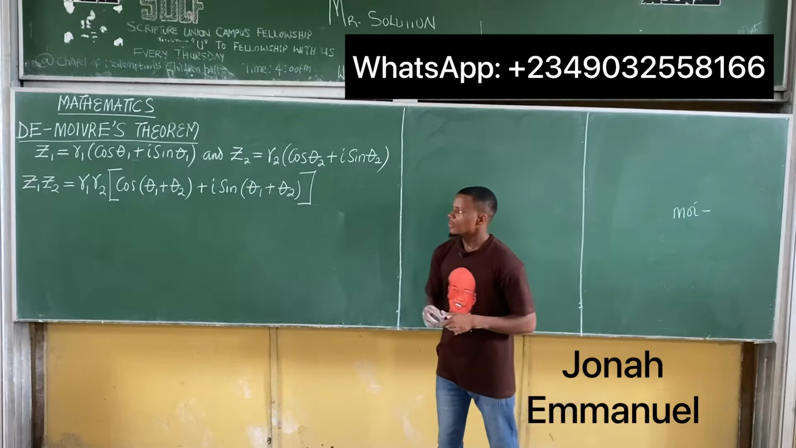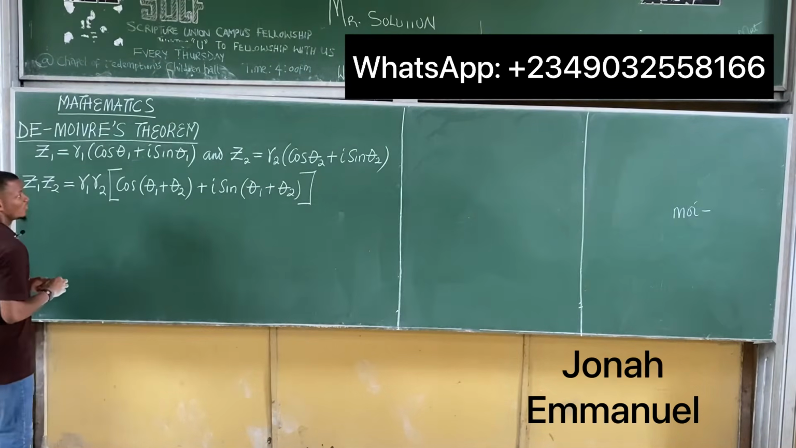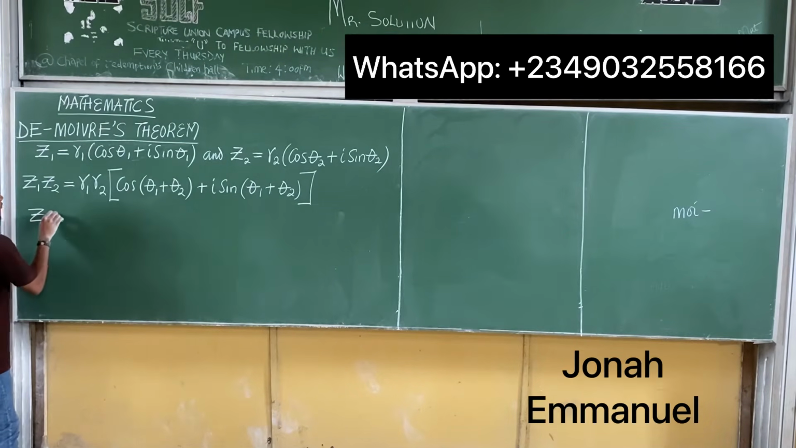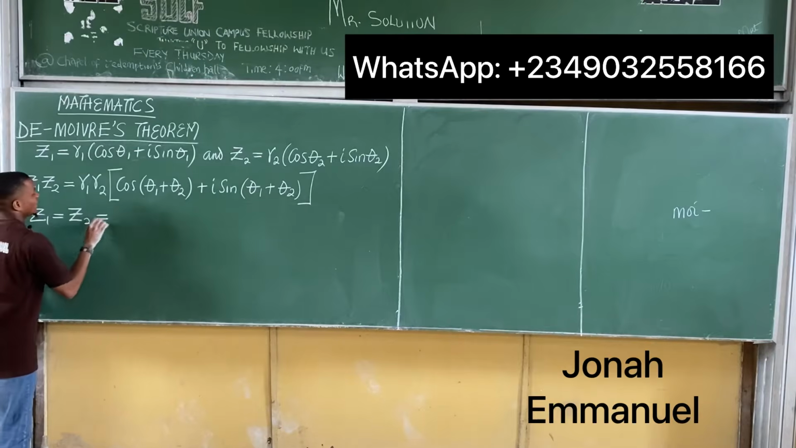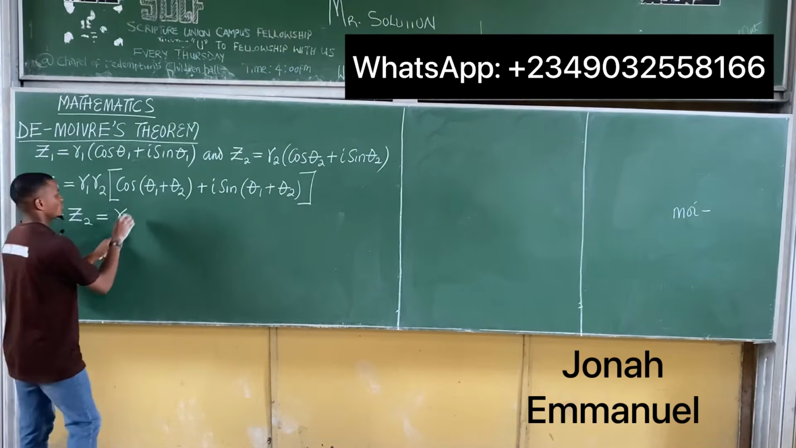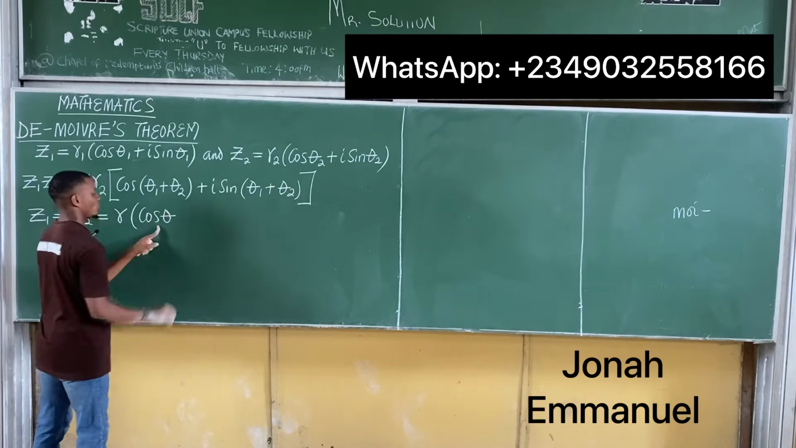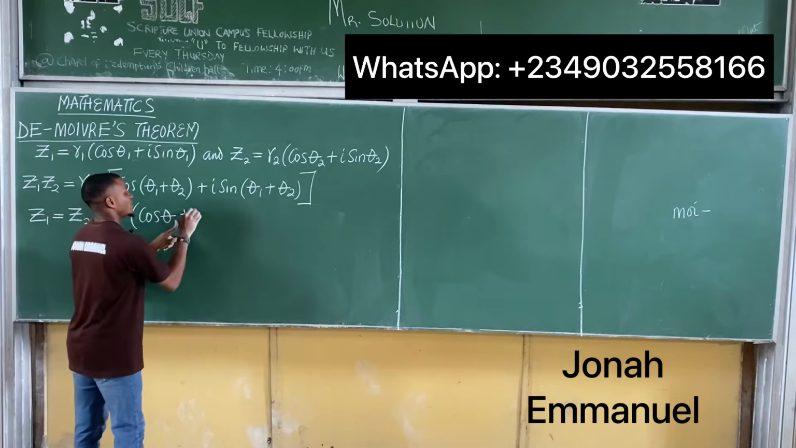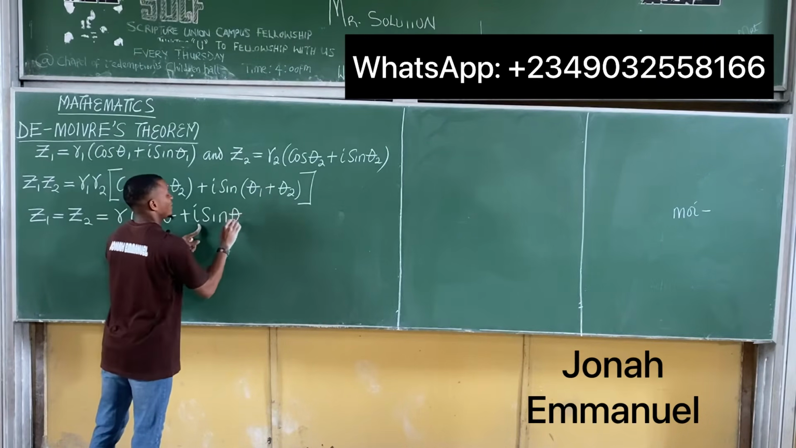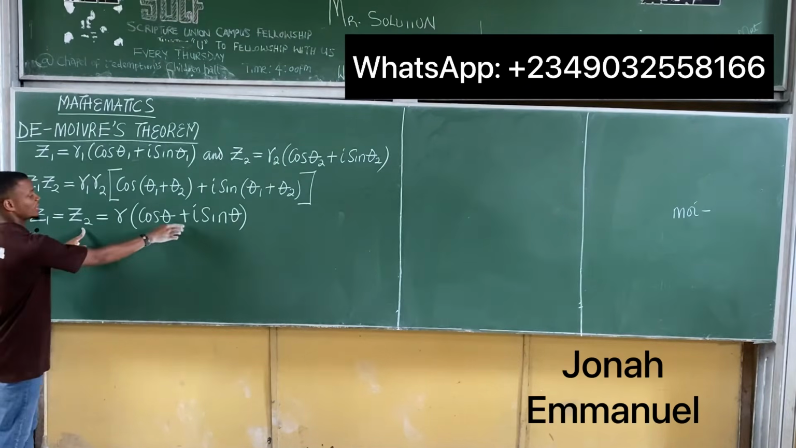Let's proceed with this. What if z1 was equal to z2? What if z1 and z2 were the same thing? So let's say z1 is equal to z2, and that's equal to r, no longer r1 or r2, just r, into cos theta, no longer theta 1 and 2, plus i sine theta.